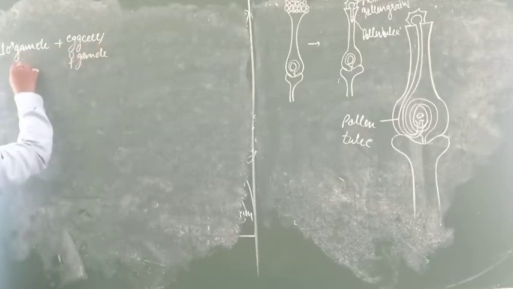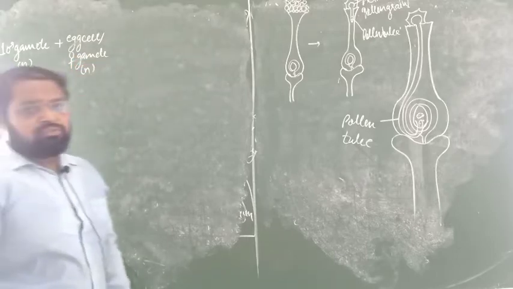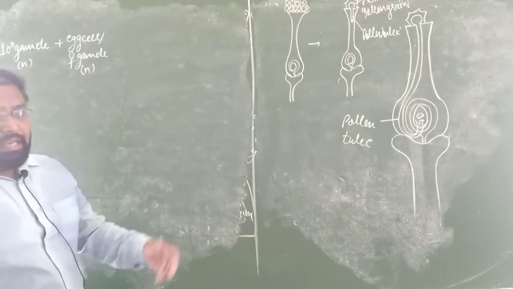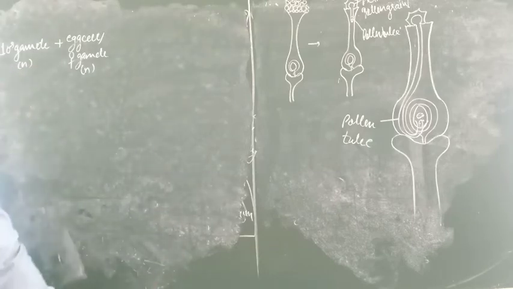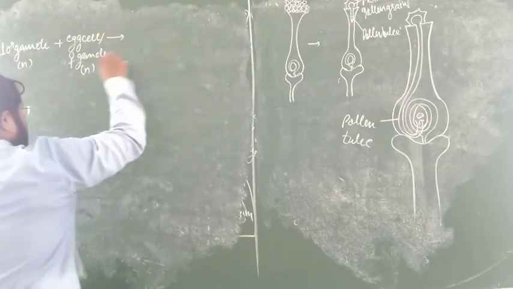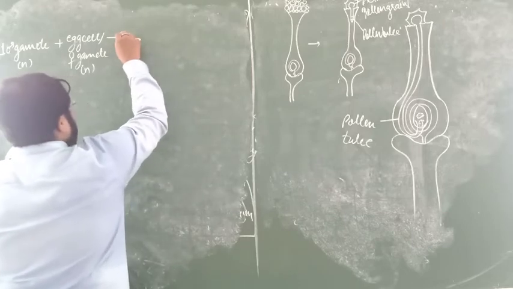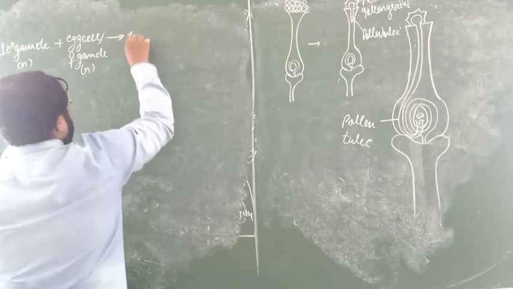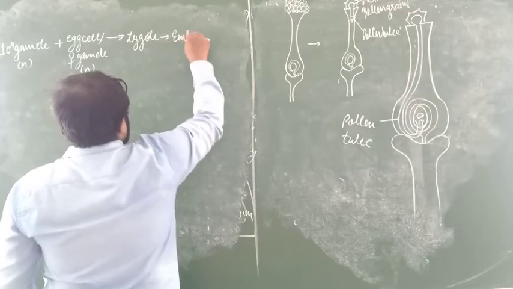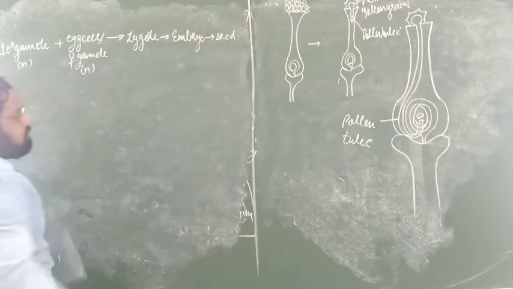A gamete is n number, because in 8th class you already know that the sperm and the ovum are n, that is half number. If they fuse, fertilization occurs, forming the zygote. Later that zygote develops into an embryo. The embryo develops into the seed or fruit.